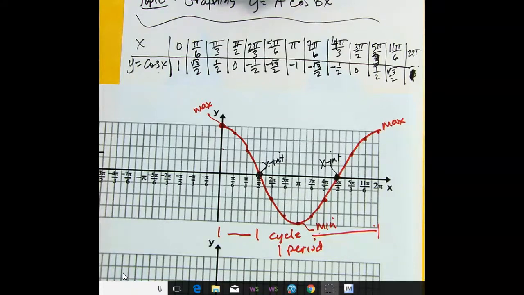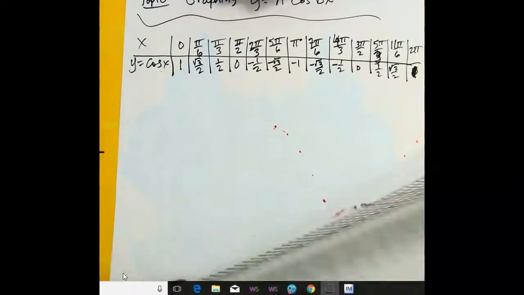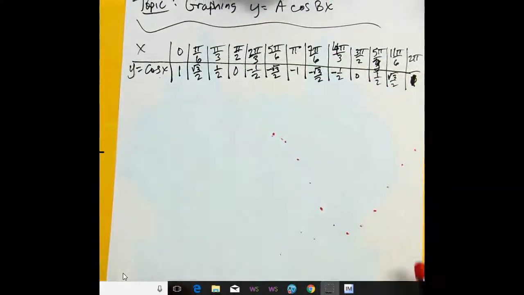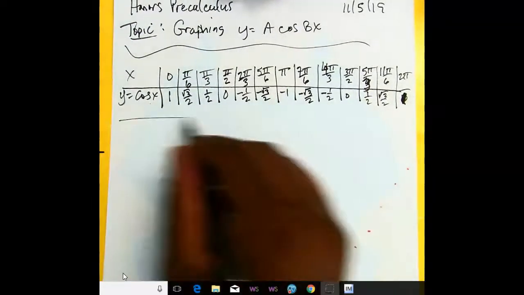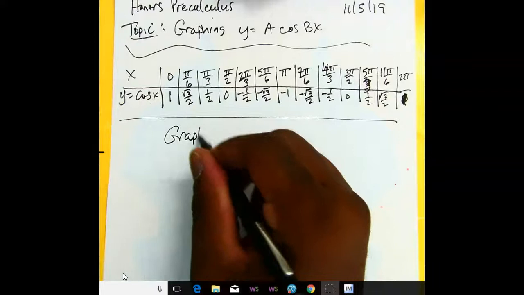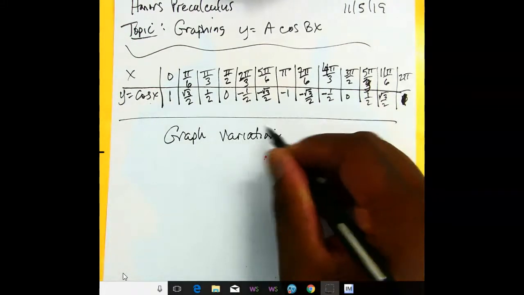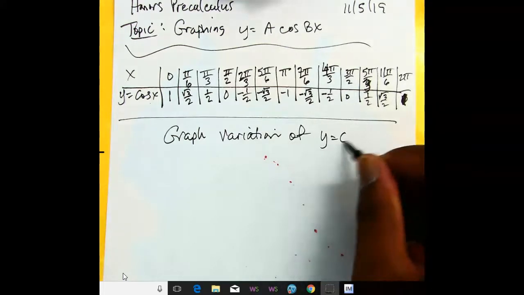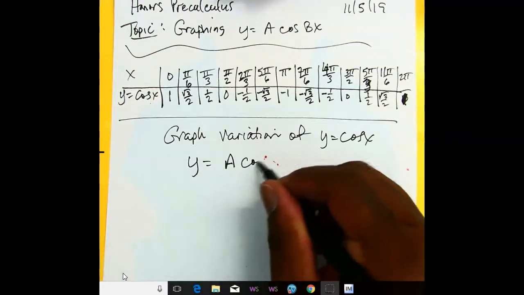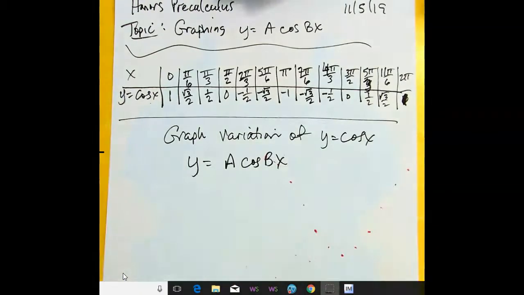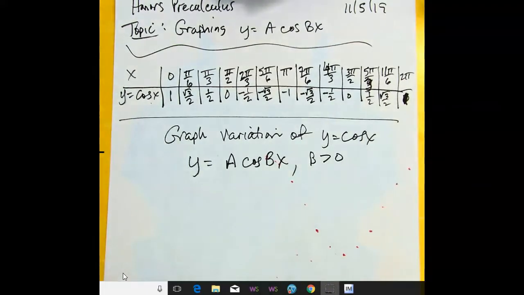All right. So a lot of what we're doing is going to follow the same process of what we did yesterday with the sine. So now we're going to take a look at graphing the variation of y equals cosine of x, namely y equals a times cosine of bx. And here we say we're going to let b be greater than 0.